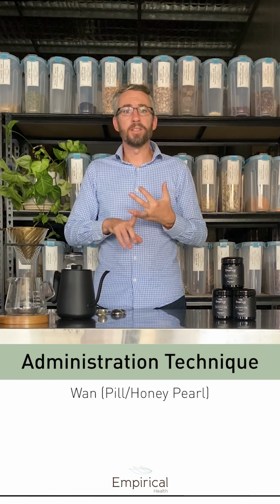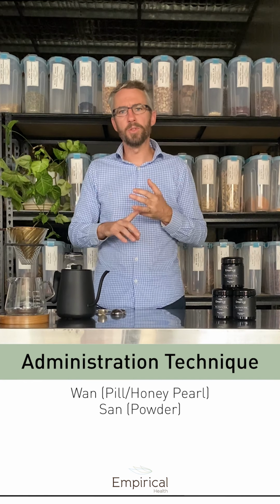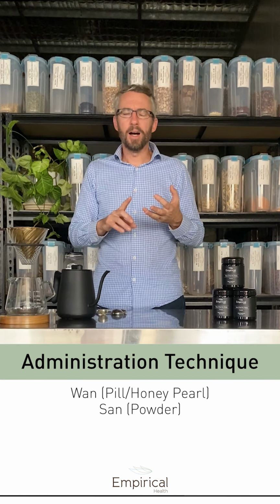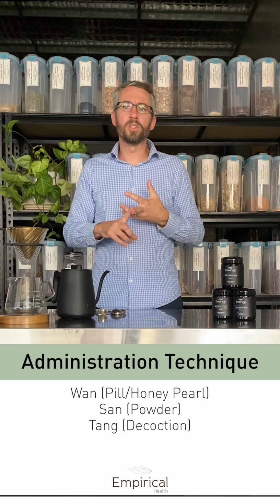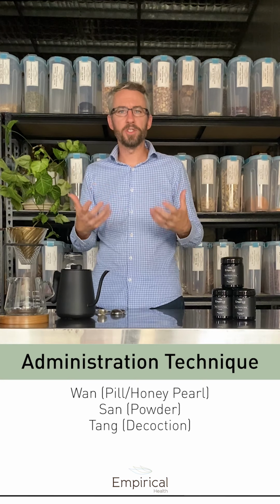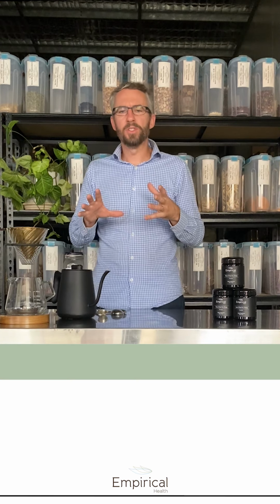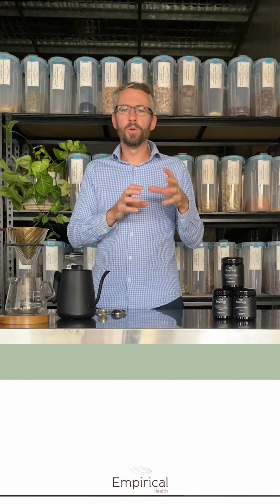The second is a san, which is a powder. So this is mainly used to disperse the channels and the extremities. And the third is a tang, which is a decoction. So the decoctions are used to nourish the body and clean and wash the organs. So the classics say.